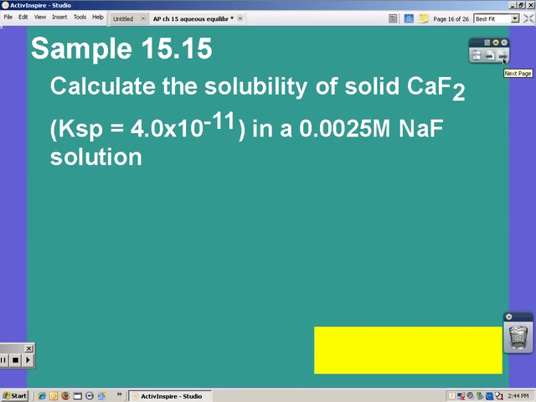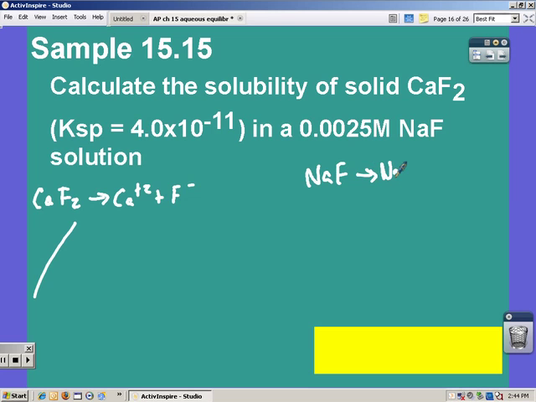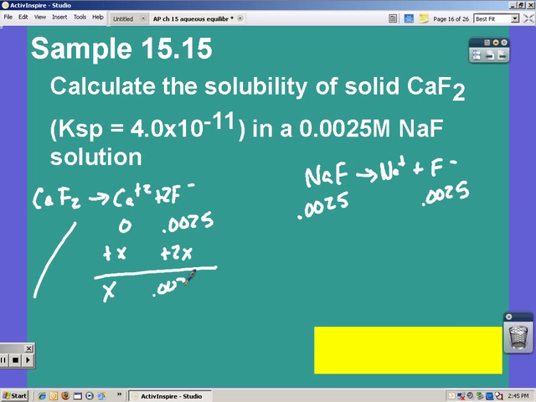Here, you're going to do the same thing. We have calcium fluoride and sodium fluoride. Calcium fluoride is the salt that we're unsure how much will break up. Write your dissociation for the soluble salt. And again, it's a 1-to-1 ratio. So the only one we care about is fluoride, which is 0.0025, and 0 calcium. Notice though, I made a mistake. We need 2 fluorides there, so that's an x and 2x.